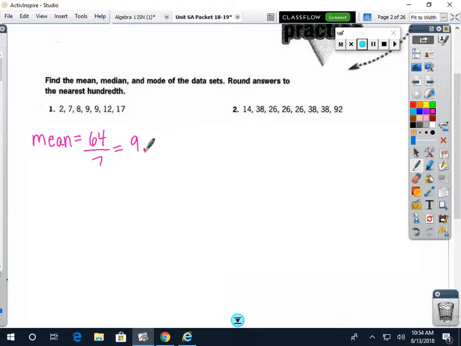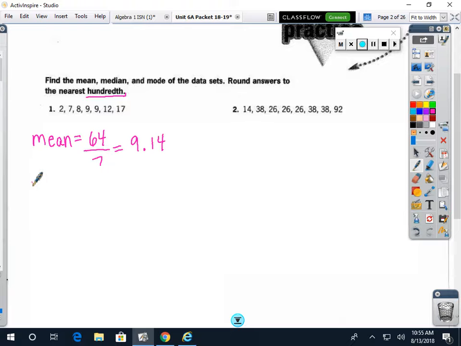9.142. But did it say round to the hundredths? So we will just stop at that 4. What if that number instead of a 2 had been a 5, 6, 7, 8, or 9? What would this have become? A 5. You would have rounded up. But it wasn't. It was below 5, so we keep it as a 4.